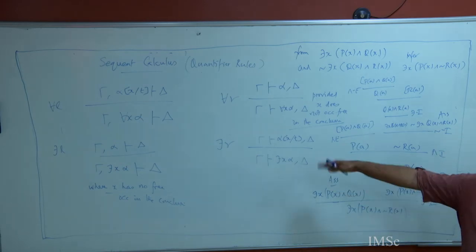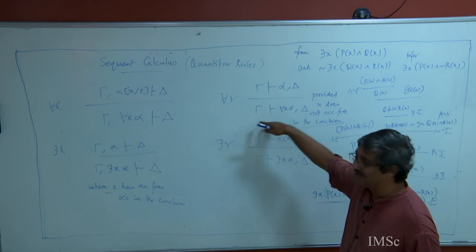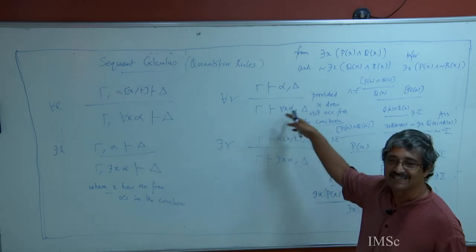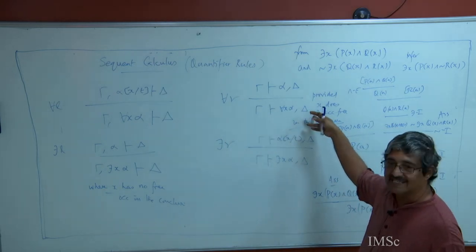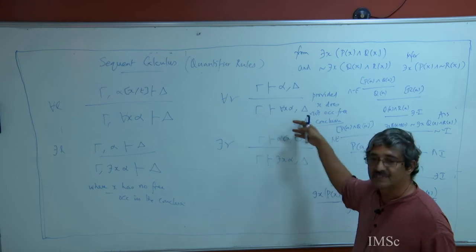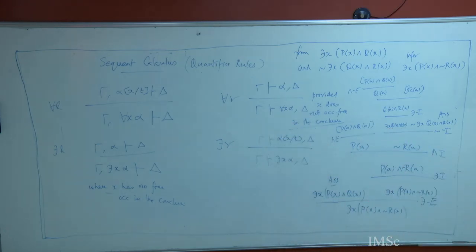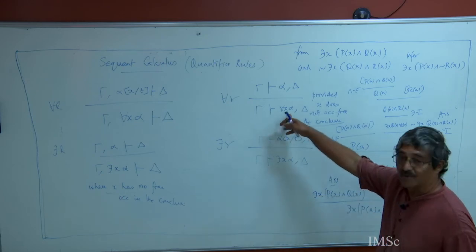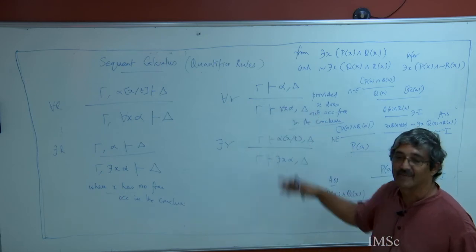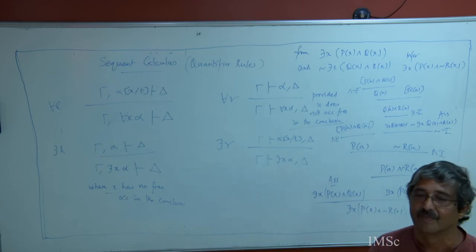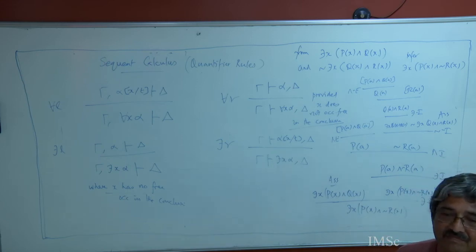Okay. Any question on the formula? I hope the side conditions are clear, right? What is the side condition? It says that there should be no free occurrence of x anywhere in the conclusion. This bound occurrence is okay, right? There should be no free occurrence anywhere in the conclusion. That's it.